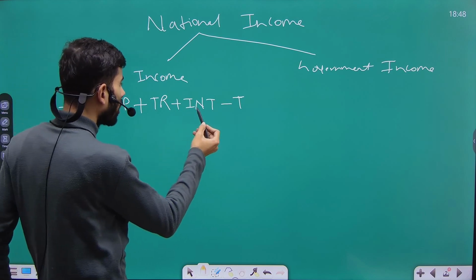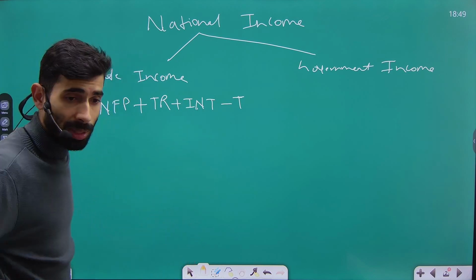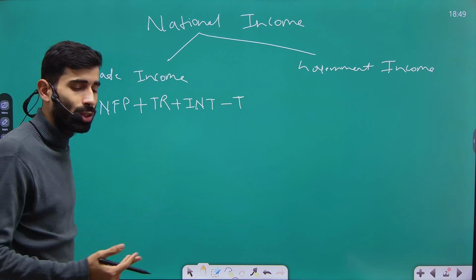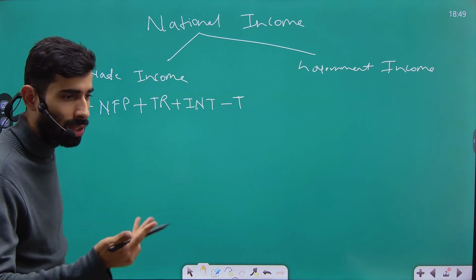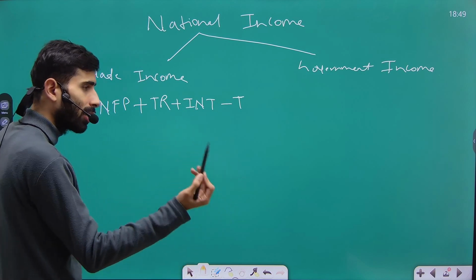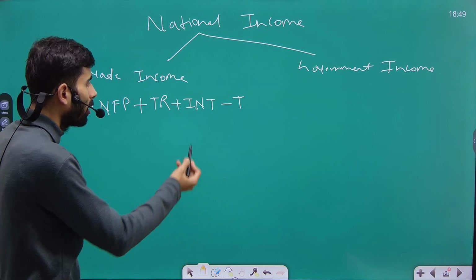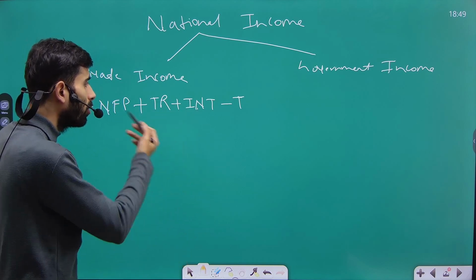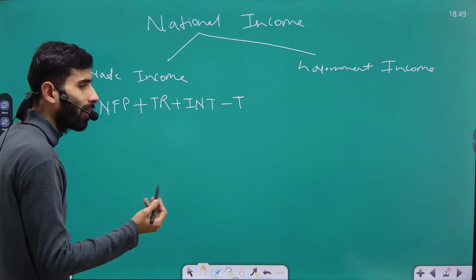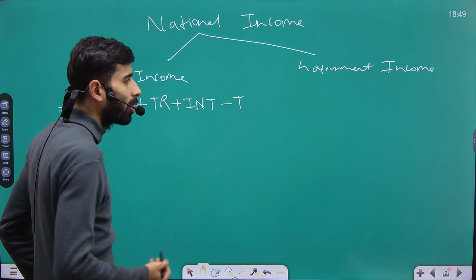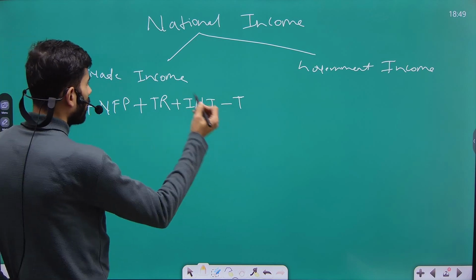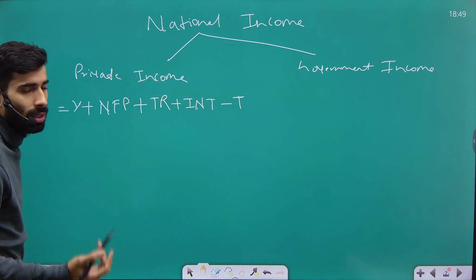Then another term is interest. Interest is basically the cost of borrowing funds. Whenever the government borrows from the private sector, it has to pay some interest on that fund. The interest that the government pays on borrowing goes to the private sector, therefore we add that to private disposable income. And finally, we subtract the taxes that the private sector pays to the government. So this equation is private disposable income.